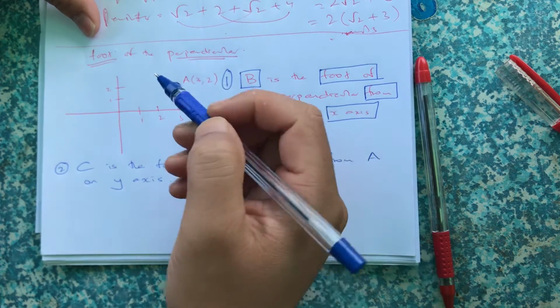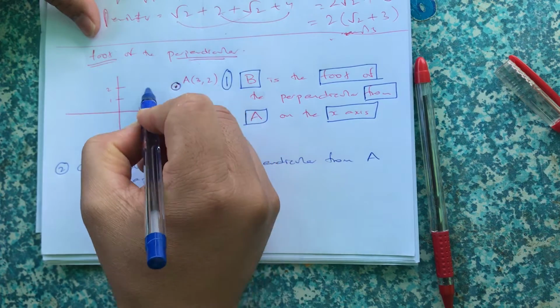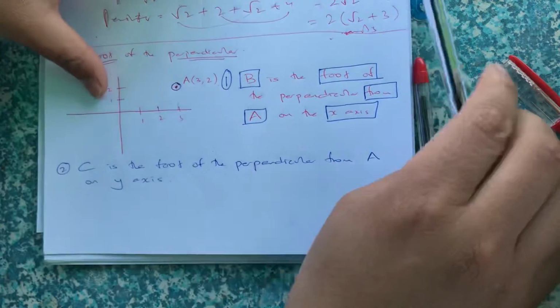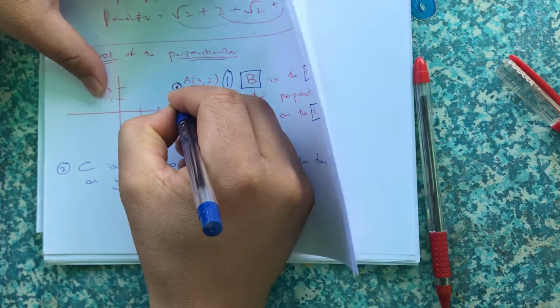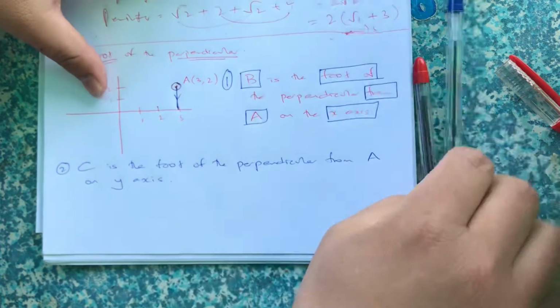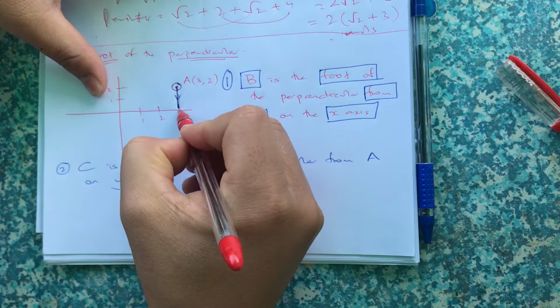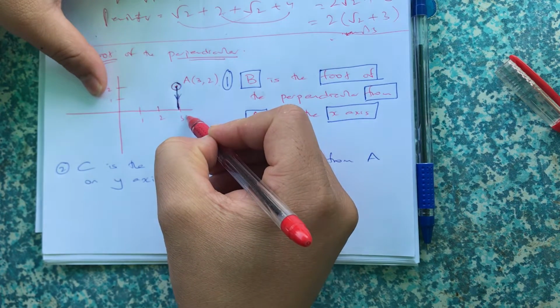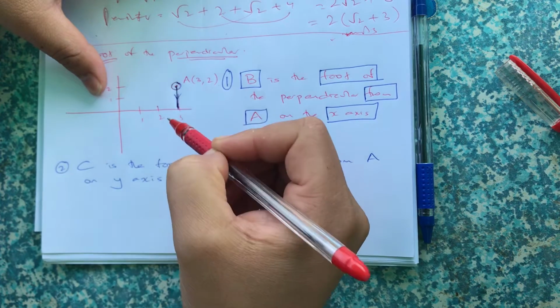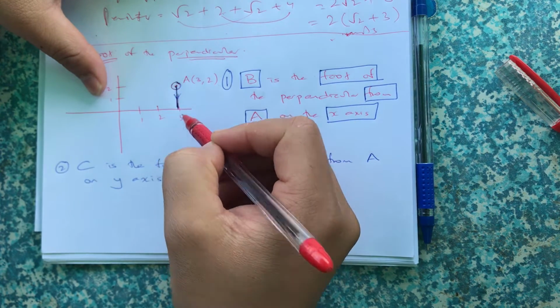On the x-axis. Now if I say I don't want to draw it this side, I want to draw it this side. So let's say if I just bring it down over here, so that if I go in this direction, then this line is called the perpendicular from A, where? On the x-axis. Okay, so this line is called the perpendicular from A on the x-axis.